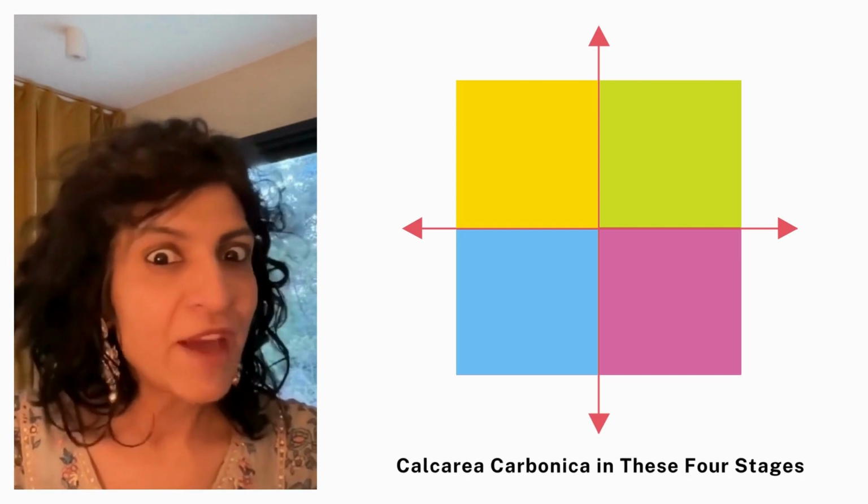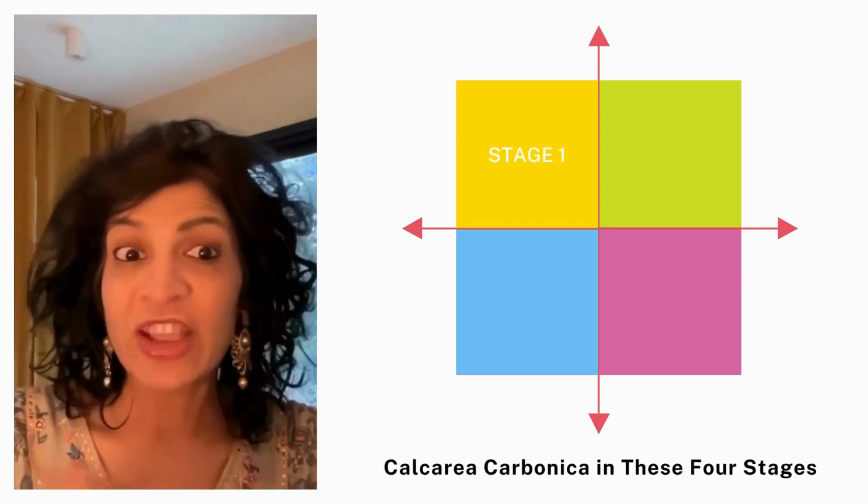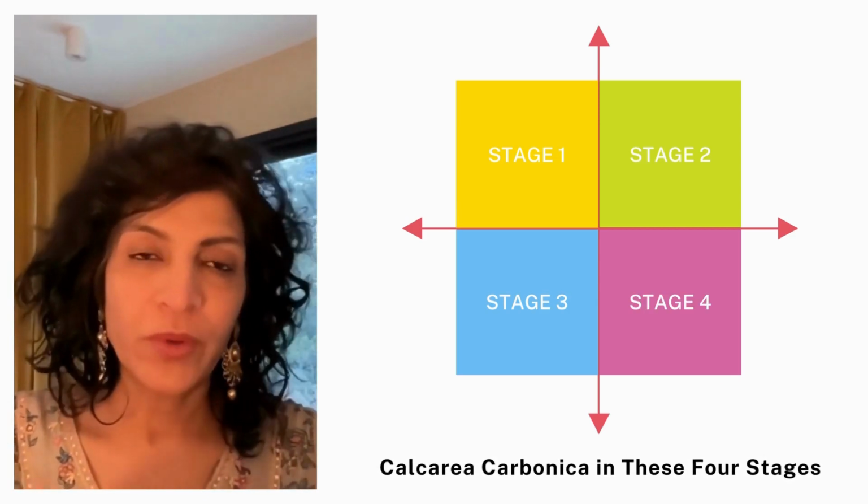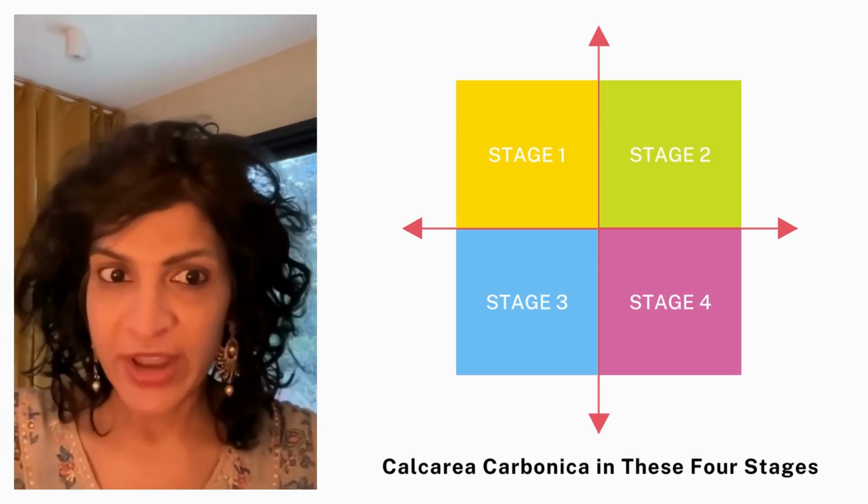So there are 4 levels to this template. Stage 1, Stage 2, Stage 3, and Stage 4. So we're going to study Calc Carb in these 4 stages.